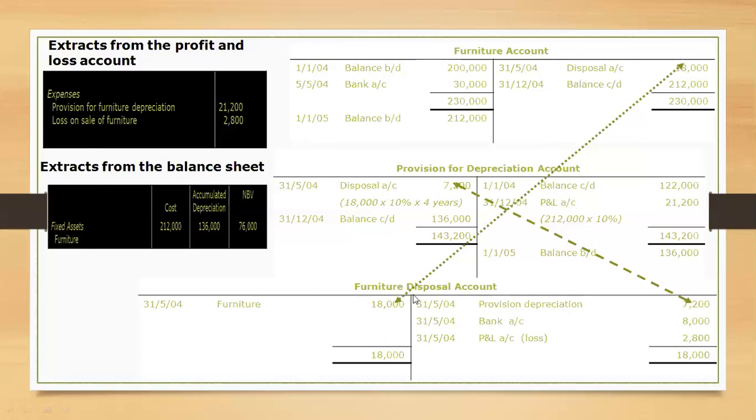And now moving on, furniture disposal account. Price of asset is shifted. Provision is shifted. And the cash which we have received on sale proceeds is shifted also here by passing the entries as we have done in the previous slide. And here we have loss because 18,000 is cost price, 7,200 plus 8,000 are less than 18,000. So 2,800 is the loss which we have to shift to the income statement. See, these are the extracts of income statement, or you can say profit and loss account. Here loss on furniture. This is the loss on furniture.